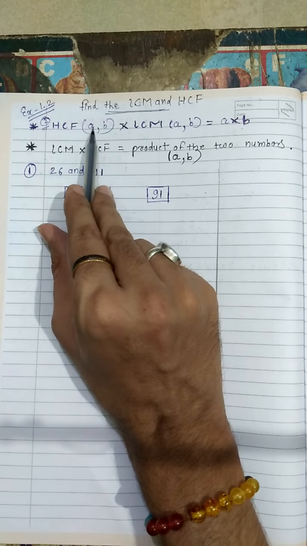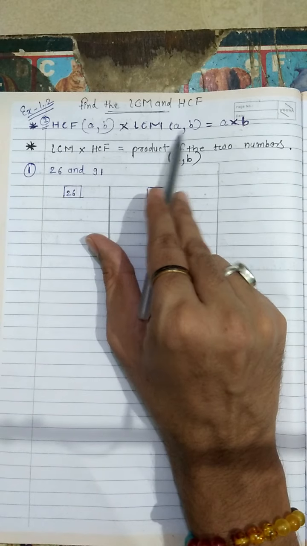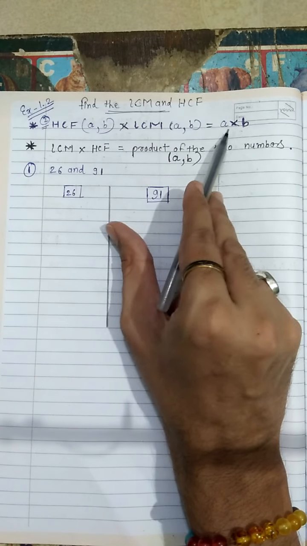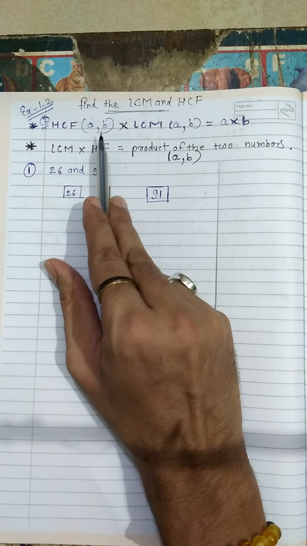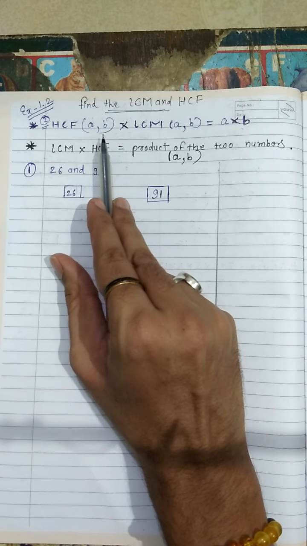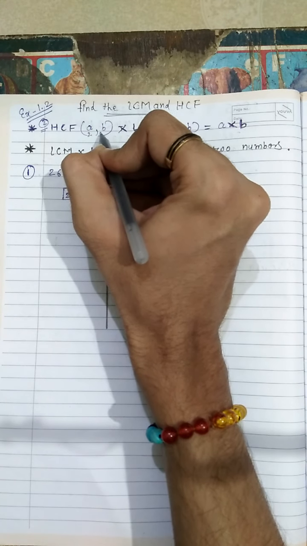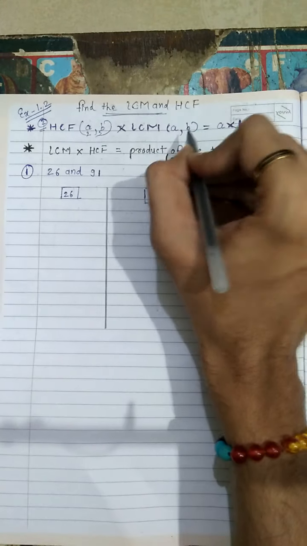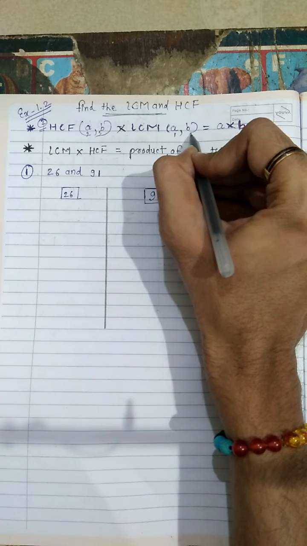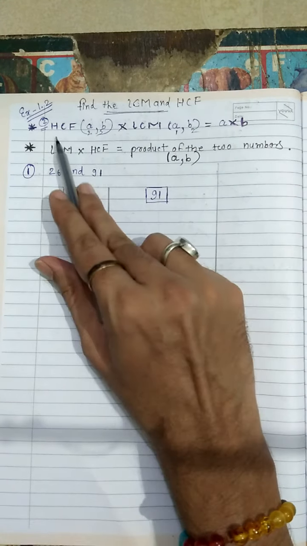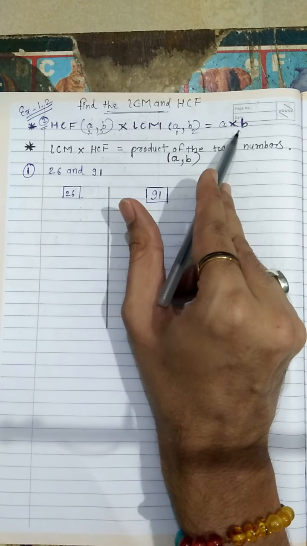HCF of (A, B) multiplied by LCM of (A, B) is equal to A multiplied by B. What are A and B? It means these are the numbers. Like the HCF of 2, 5. Understand? Here LCM of A and B means any two numbers you take. So HCF of A, B multiplied by LCM of A, B is equal to A multiplied by B.